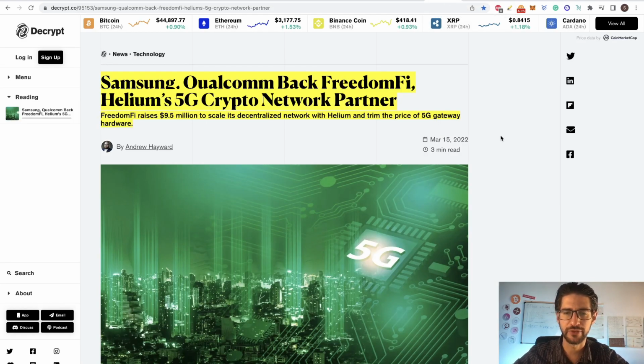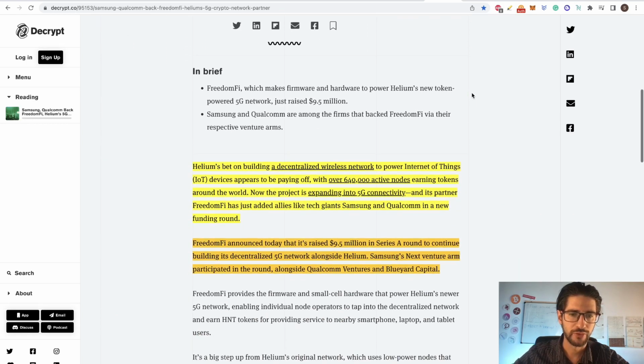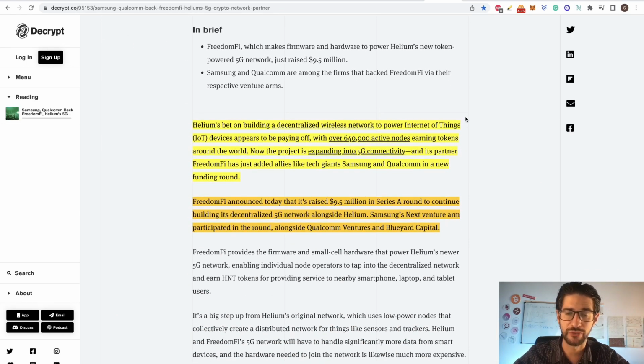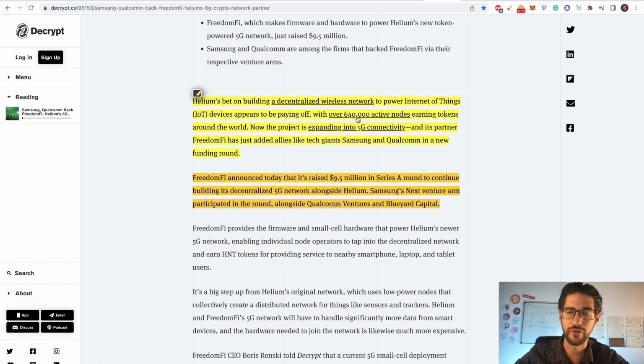And in terms of the latest news, we can see this from March 15. Samsung comes back FreedomFi, Helium's 5G crypto network partner. FreedomFi raises 9.8 million to scale its decentralized network with Helium and trim the price of 5G gateway hardware. So Helium's bet on building a decentralized wireless network to power Internet of Things devices appears to be paying off, with over 640,000 active nodes earning tokens around the world.